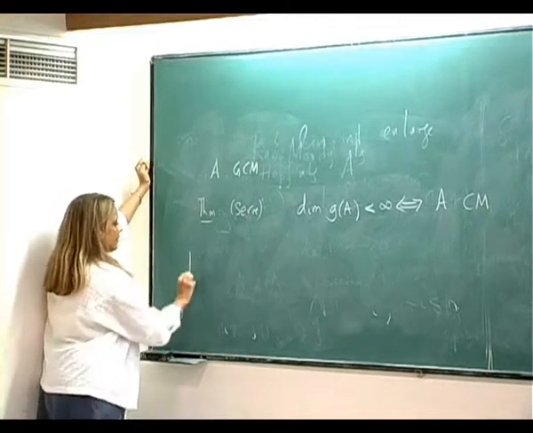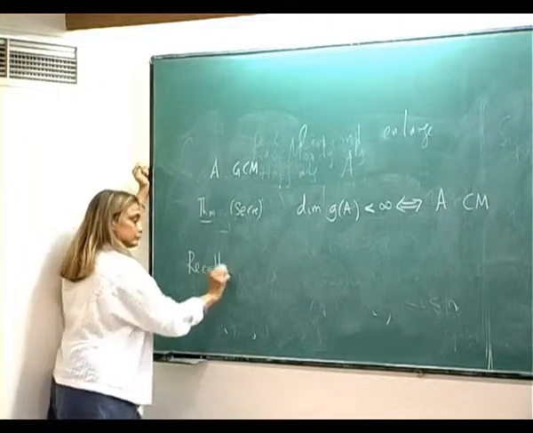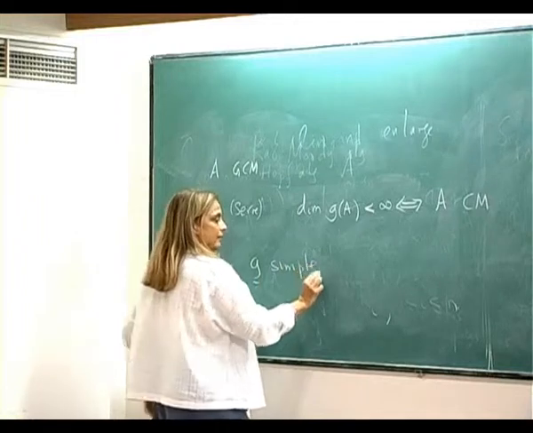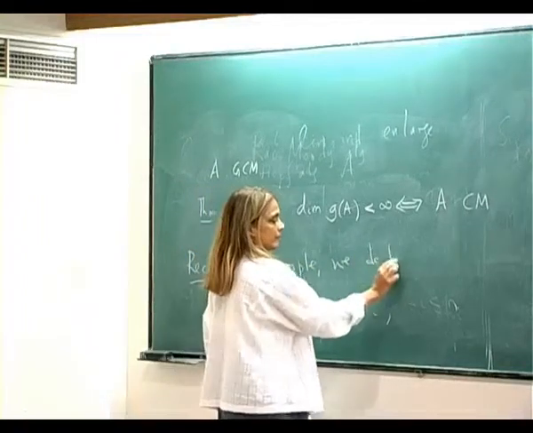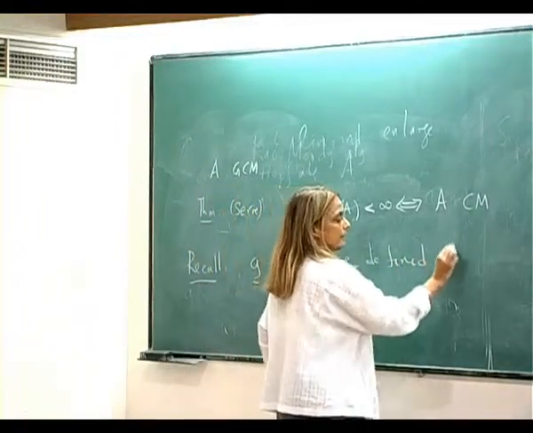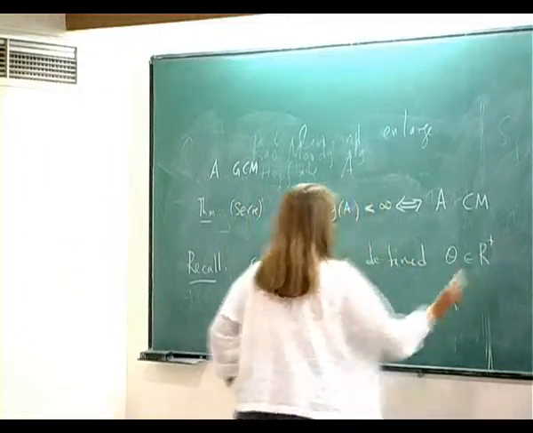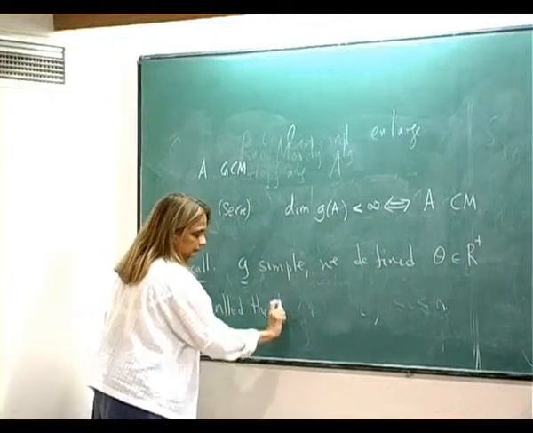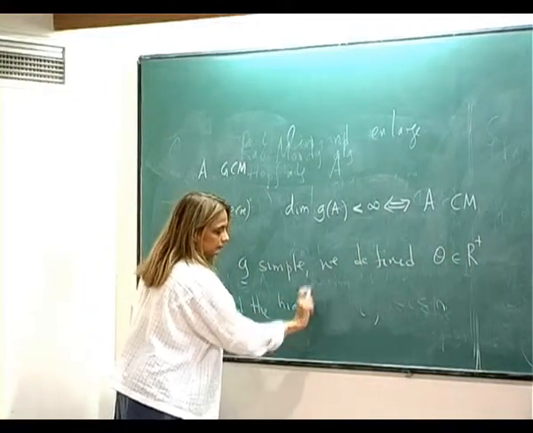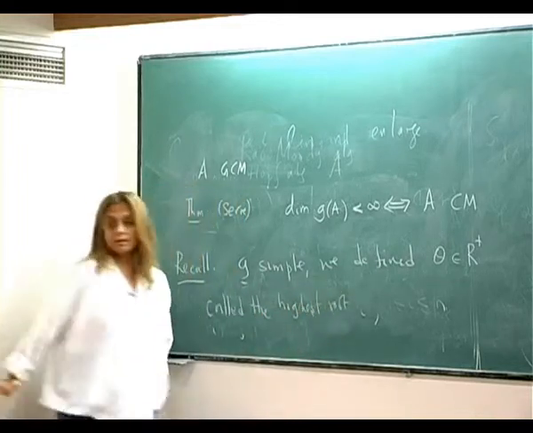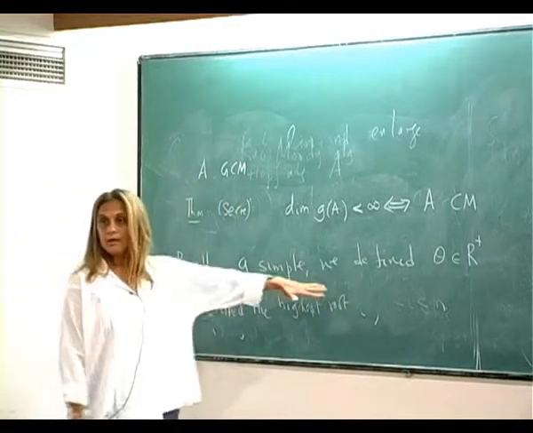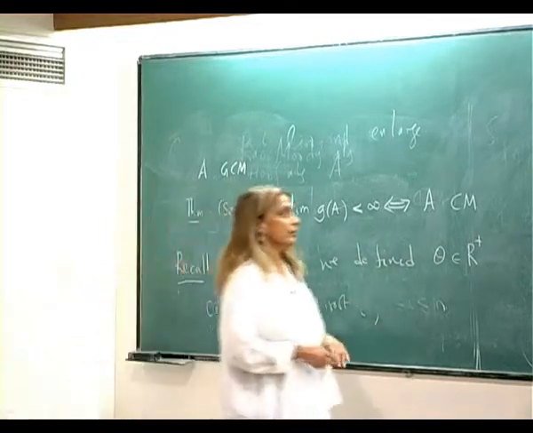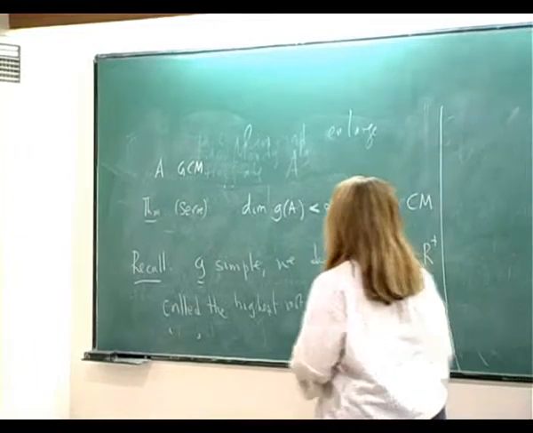So let me recall something that we did yesterday. When G is simple, we defined what we call the highest root, an element theta in R plus. And what did we need to define it? We needed a partial order, right? And then we took the maximal element with respect to that partial order. So what do we do in the Kac-Moody case?